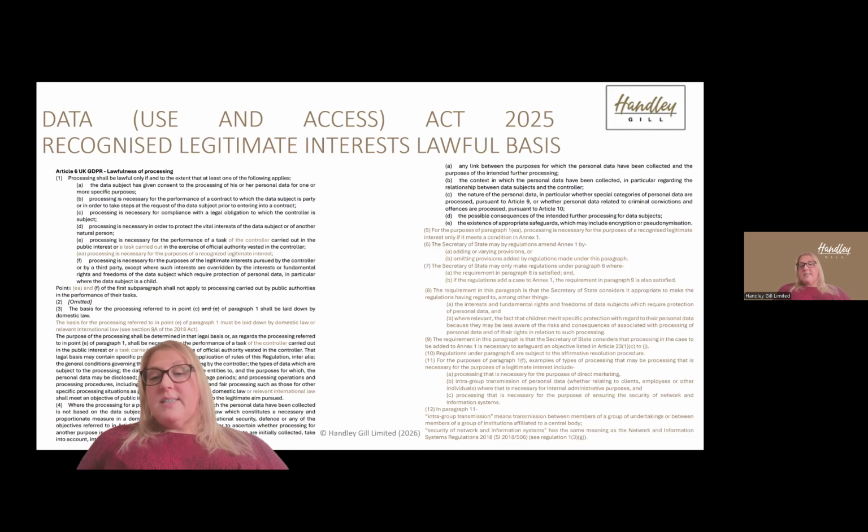There's also, incidentally, a provision here around processing of personal data for legitimate interests. So under Article 6.1f, you've got the new Article 6.11, which says for the purposes of paragraph 6.1f, examples of the types of processing that may be necessary for the purposes of legitimate interest include processing necessary for direct marketing, intergroup transmission of personal data, processing necessary for security of network and information systems. Those are not recognised legitimate interests.